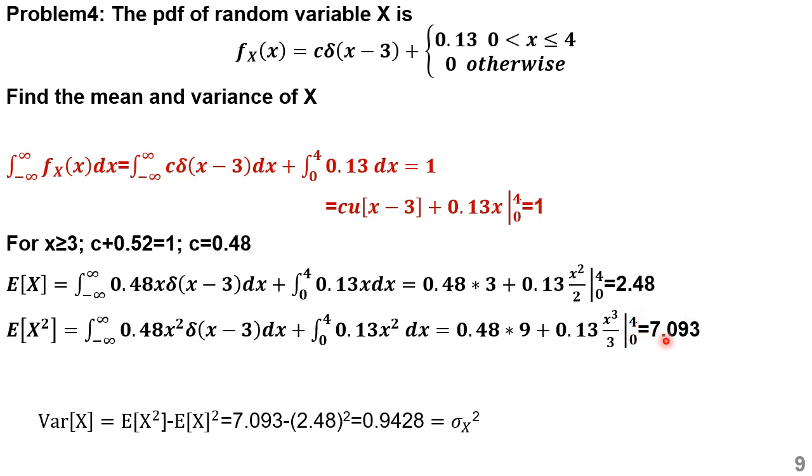Once we know E of x square and E of x, we can compute the variance of x. It is E of x square minus E of x whole square. That gives you 7.093 minus 2.48 whole square. That is 0.9428, and that is equal to sigma x square, that is standard deviation whole square. So if you want the standard deviation, take the root of this 0.9428.